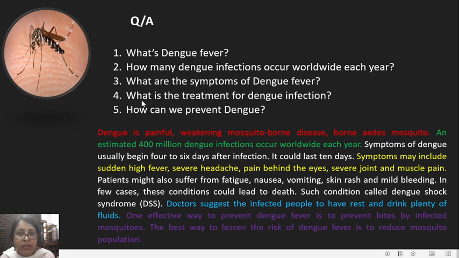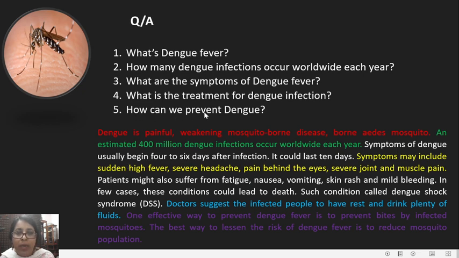And the next one, what is the treatment for dengue infection? So this is the answer. Doctors suggest the infected people to have rest and drink plenty of fluid. So boys, you should write down in this way the treatment for dengue infection. Here in place of infection you will use infected, okay? The treatment for dengue infected people. Then you should write down the doctor suggests to have rest and drink plenty of fluid.